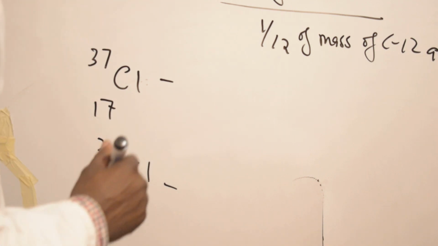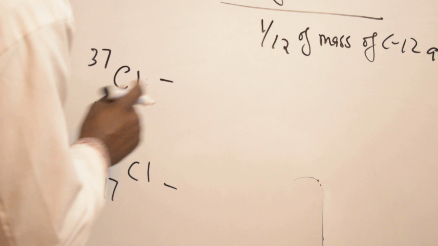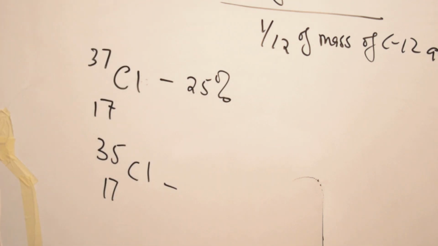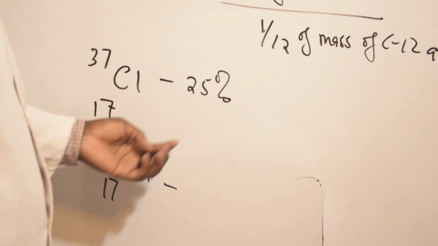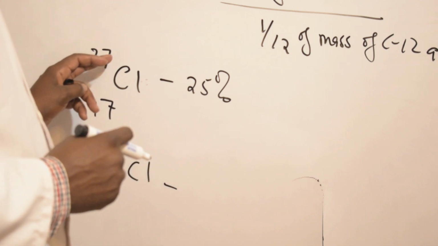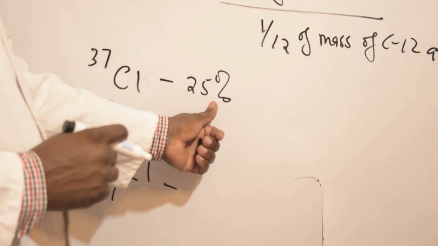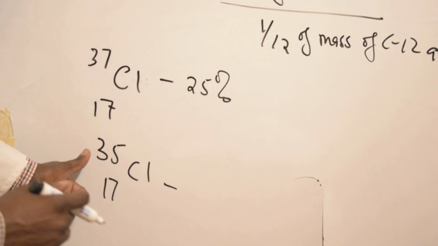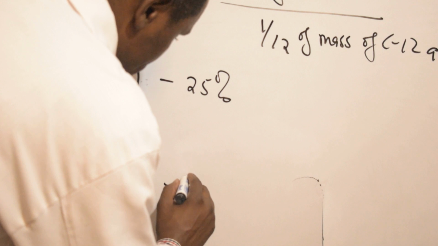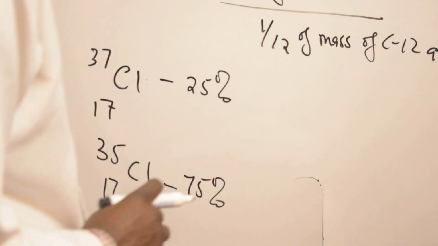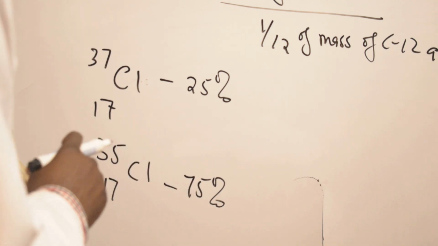Now, we maybe have this kind of value. For example, the 35 here we have something like 25%. Think about that. From a spectrometer, we're able to tell that in a given sample of chlorine, chlorine 37 has a percentage abundance of 25%, while chlorine 35 has a percentage abundance of 75%.